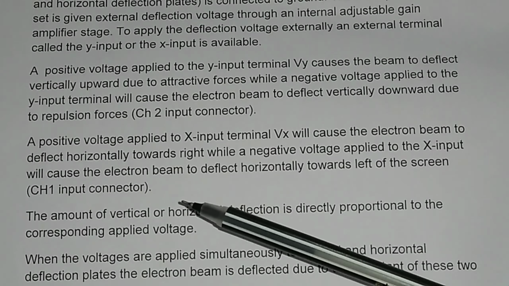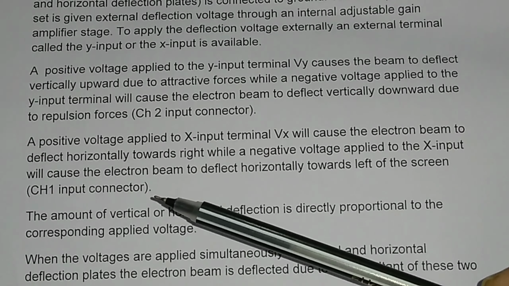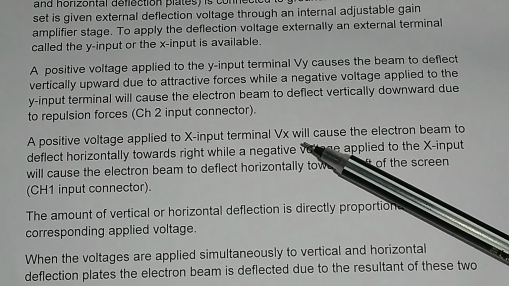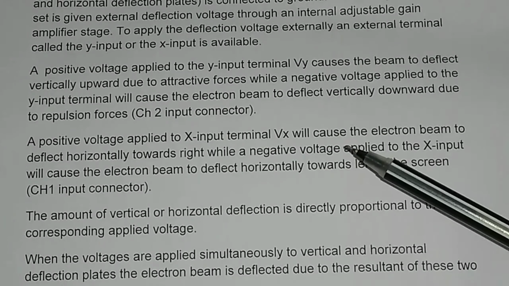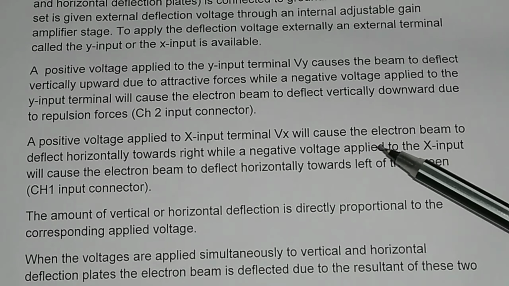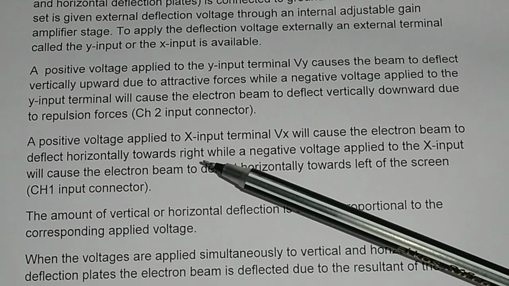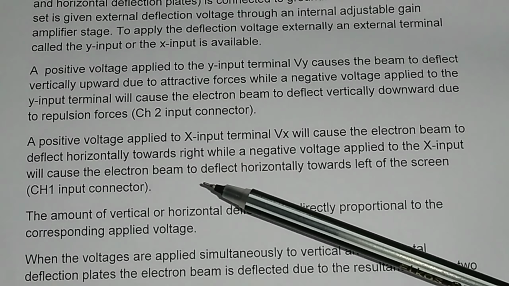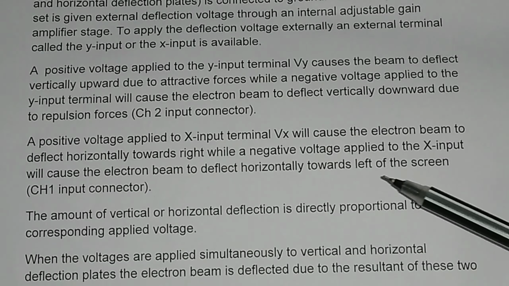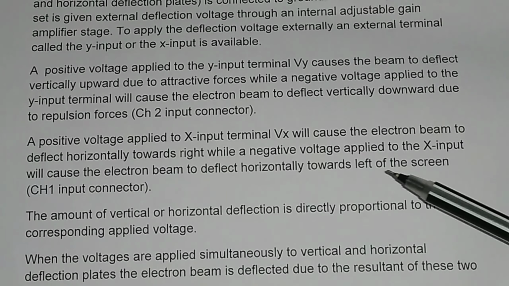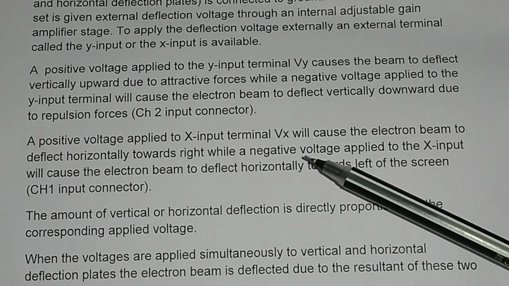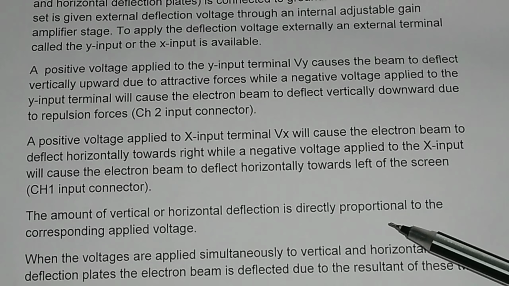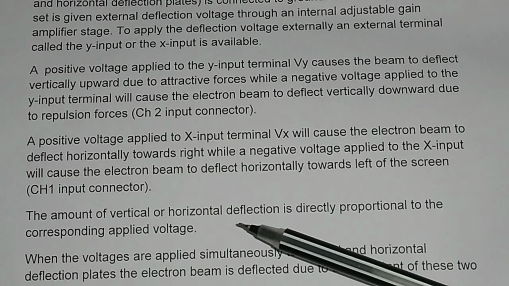Similarly, the CRO has a channel 1 input connector, and if you apply a positive voltage to the X input terminal, that is Vx, the electron beam deflects horizontally towards the right, while a negative voltage causes the beam to deflect horizontally towards the left on the screen. You can check it in the CRO. The amount of vertical or horizontal deflection is directly proportional to the corresponding applied voltage.